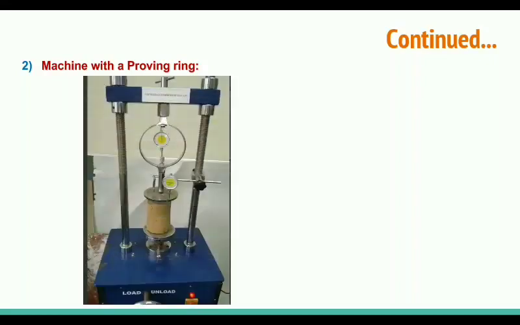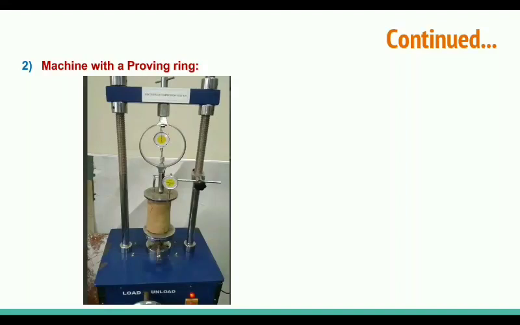Okay. The second one, machine with the proving ring. So by the naming also you can get some idea. Last time the spring was there. What was it doing? Through the spring, we were applying a compressive load on the soil specimen. In this second case, by using the proving ring, we are measuring the compressive load, what value of compressive load we are applying on the soil specimen. That is shown in the figure.